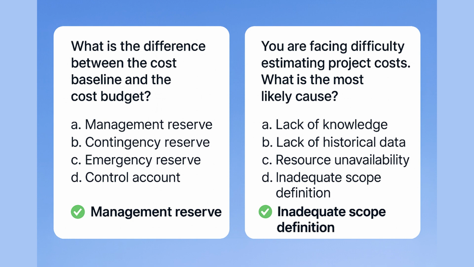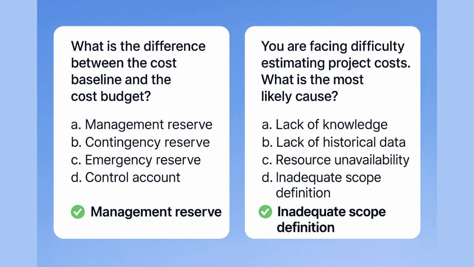The other choices given are not the right answers. For example, lack of knowledge is a choice given. Expert judgment can fill this gap. Lack of historical data, that's also not the right answer. Parametric or analogous estimation can still be used. Resource unavailability is not the right option. It affects scheduling. It is not an estimation accuracy point. So next time cost estimation feels impossible, don't blame the spreadsheet, blame the unclear scope statement.